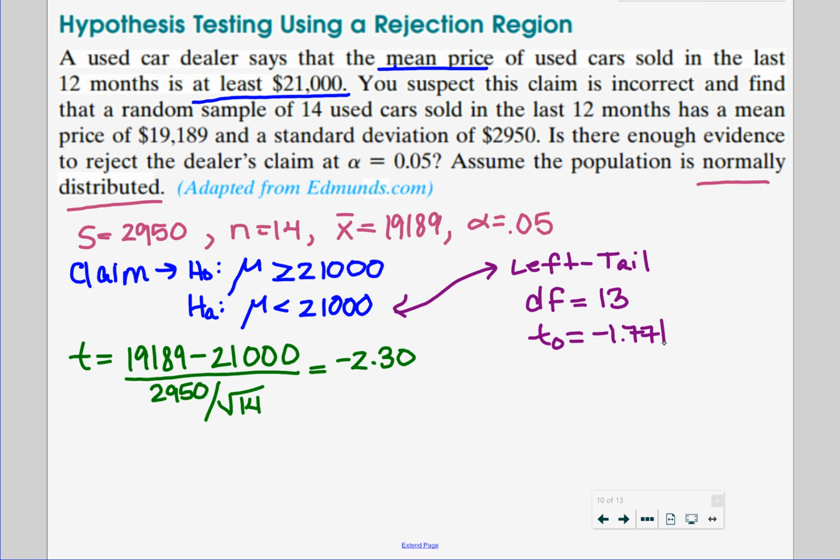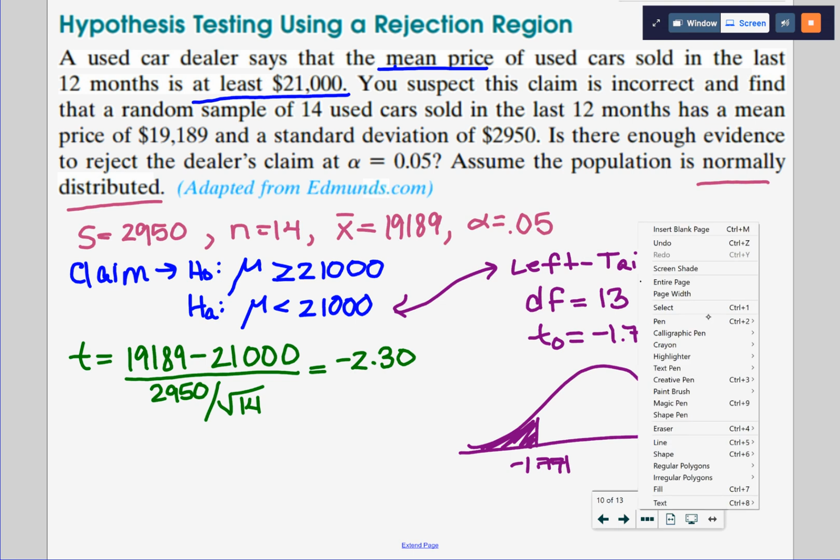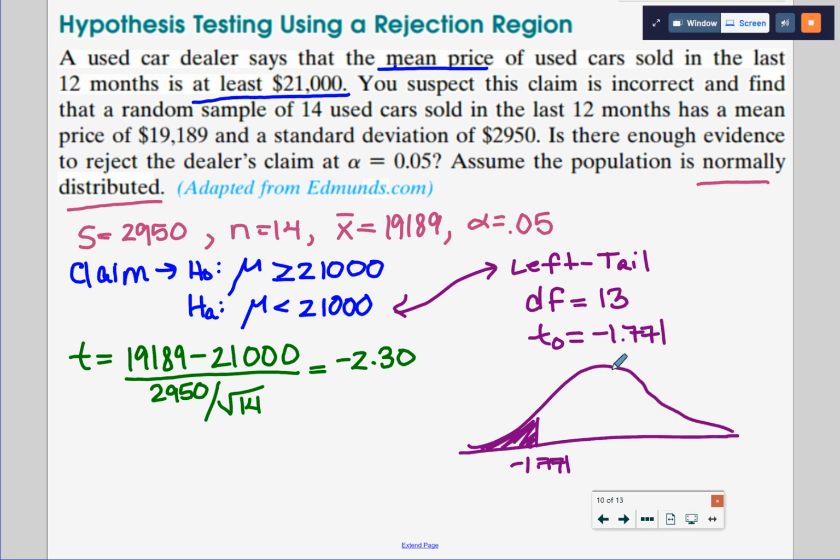Good? All right, so now a little sketch of this. Whenever you're doing rejection regions, like on a test, you're probably going to have to sketch this, so it's good practice to get in the habit of that. Let's draw that critical value somewhere over here, negative 1.771. And now I want to compare that to the t value that we found. Would negative 2.3 be in that rejection region? It would be in the rejection region. Yes. So if it's in the rejection region, what do we do? We reject.